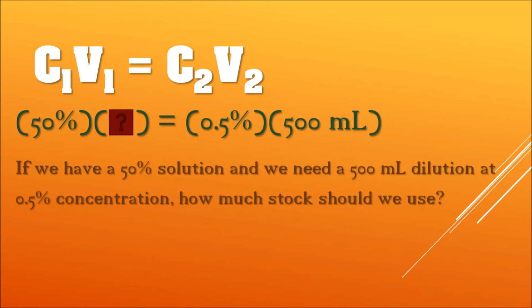So let's do another one. If we have a 50% solution and we need a 500 mils dilution, that would be your V2, at 0.5% concentration, how much stock should we use? So now it's just a matter of math. So we got 50% times we don't know milliliters equals 0.5% times 500 milliliters.